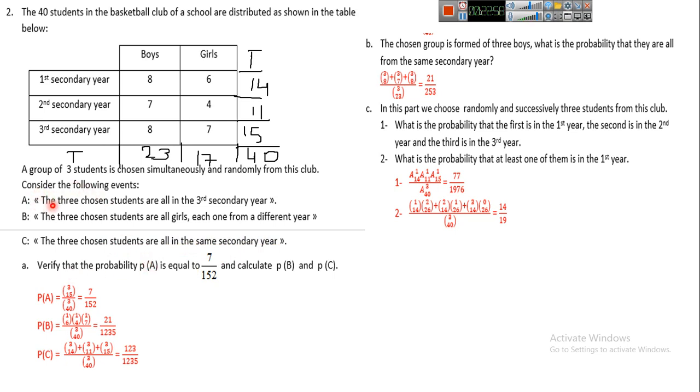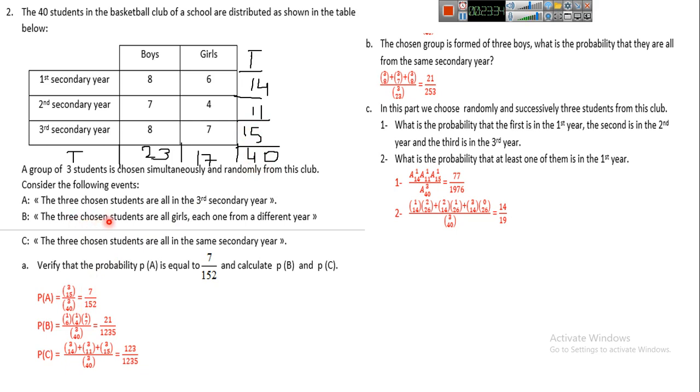What's the probability of A? Here I don't have conditional. I want to pick 3 students. I didn't say I want to pick a boy and a girl, one from here, one from here. What is the probability of picking one from secondary 1 and the other one from secondary 2? So here it will be conditional. I will talk about it anyway. What is the probability of P of A? The 3 chosen students are all in the 3rd secondary year. So how many do we have in secondary 3? I have 15. So 3 out of 15 over total 3 out of 40. You can see it here.